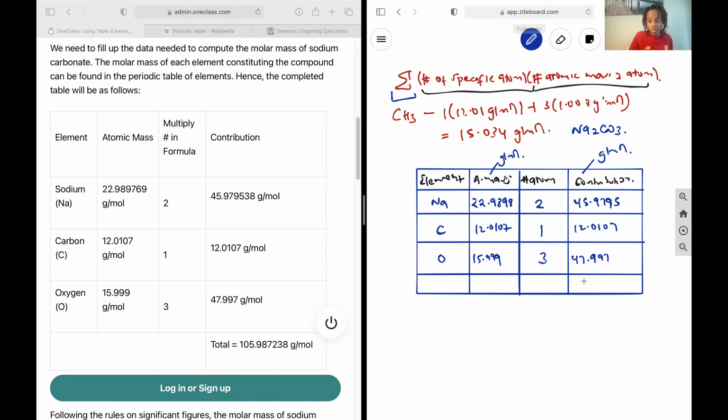If we go ahead and do that, we'll get that the total molar mass is 105.987. So we can just write out what we have, and leave it like that. And that's your final answer.